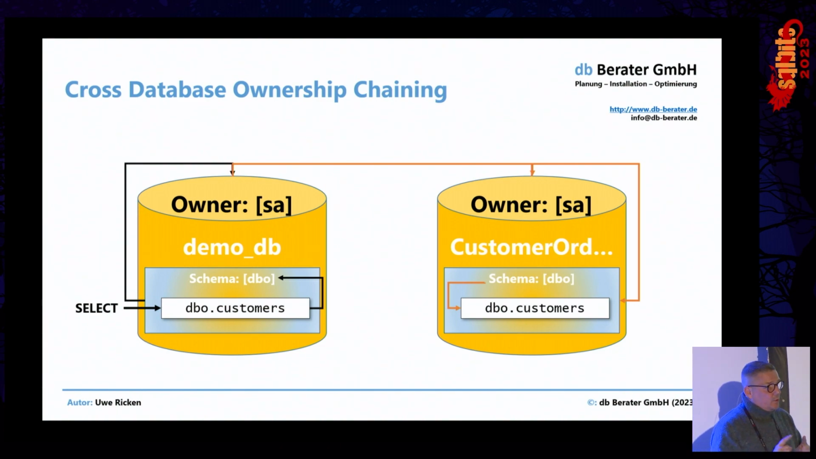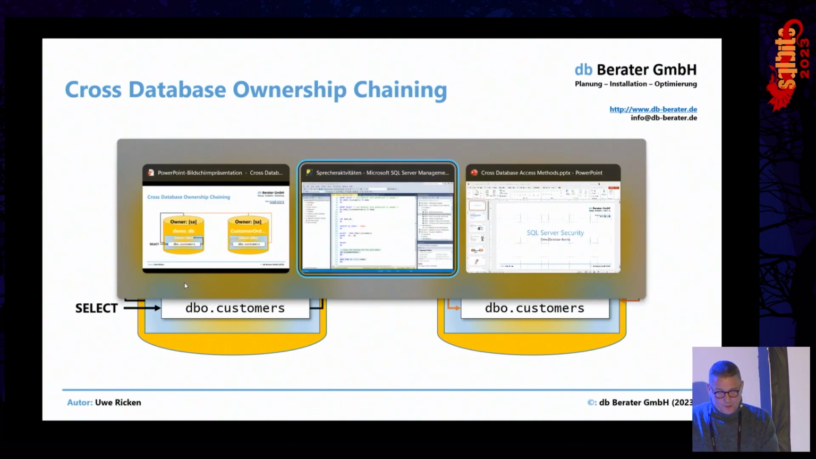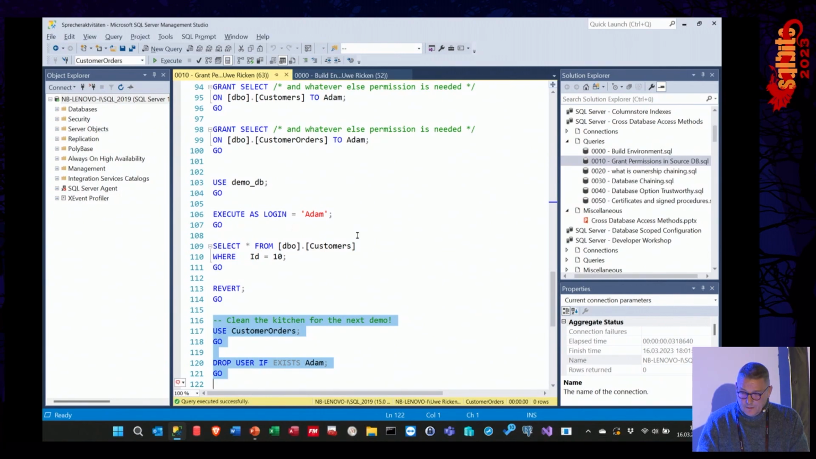The very, very cool thing here, you will see it immediately when I run the demo. You remember the first solution. In the first solution, I needed to add Adam to the customer orders database, but, and that is essential, I needed to grant him permissions on the objects. With ownership chaining, you don't have to do that. That is the benefit. Let me show you how it works. Database chaining, make it so.